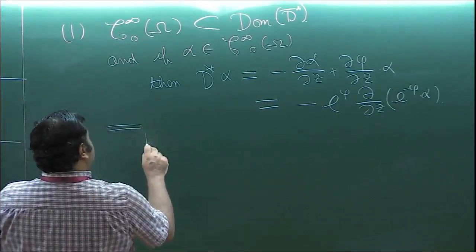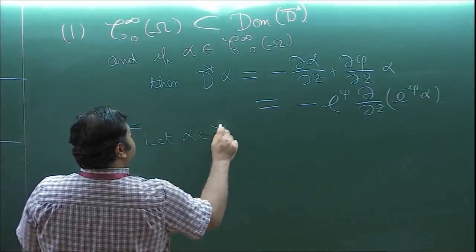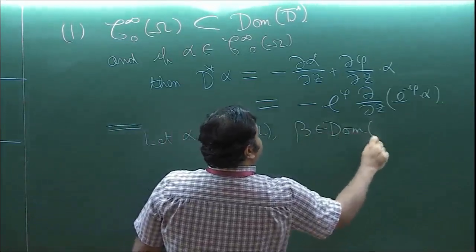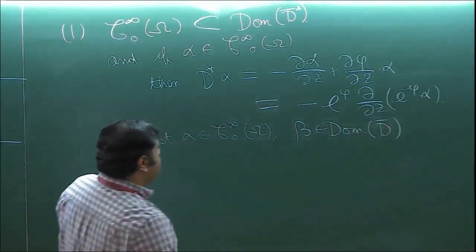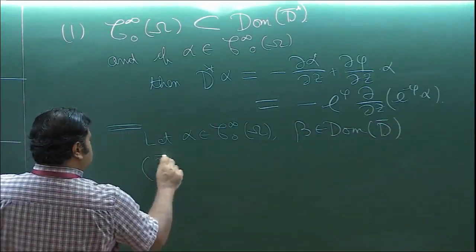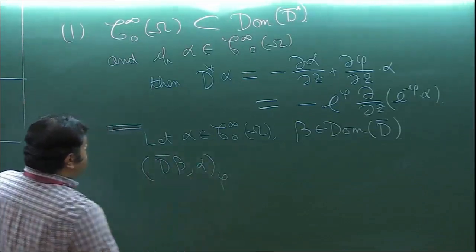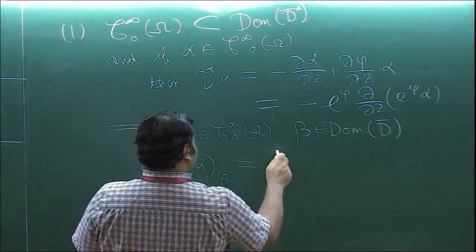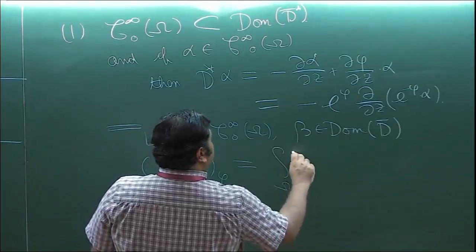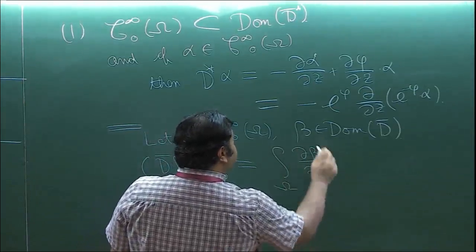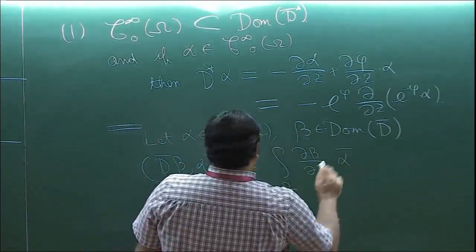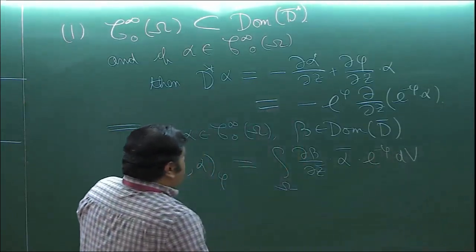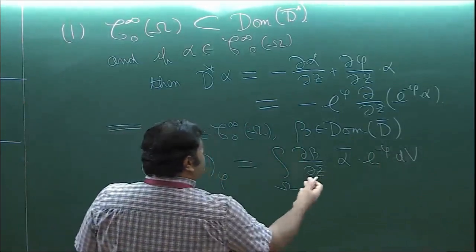So let alpha be in C infinity with compact support in omega, and beta be in the domain of D bar. Then of course we need to consider D bar beta comma alpha and take the inner product. So what is that? That is, by definition, the integral over omega of d beta over dz bar, an L2 function, times alpha bar times e to the power minus phi dv. And since this is a compactly supported function, I can easily integrate by parts.